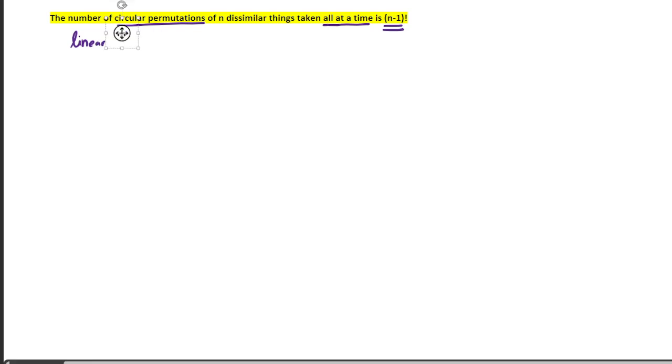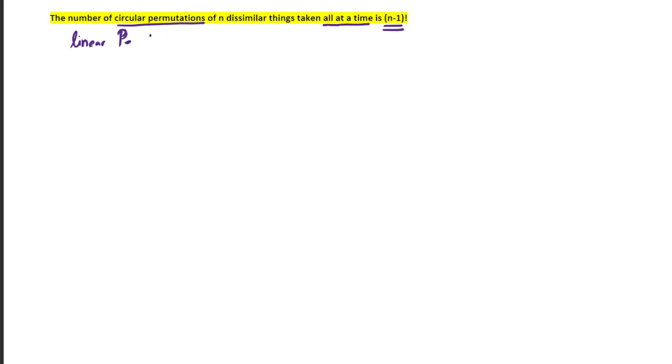Before we see how this formula is arrived at, so that we can use it in solving problems associated with circular permutation, let's revise the linear permutation. In linear permutation arrangements, let's say there are n things that we have to arrange, then we can arrange them in n factorial ways if all of them are taken.